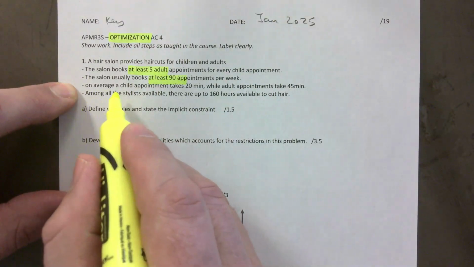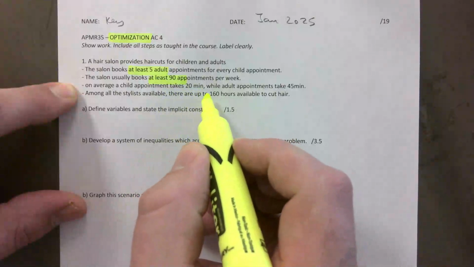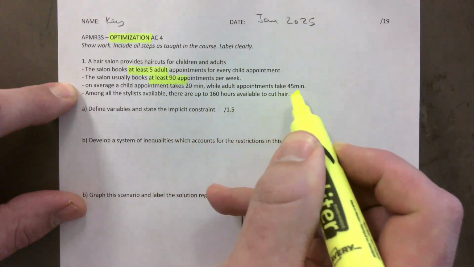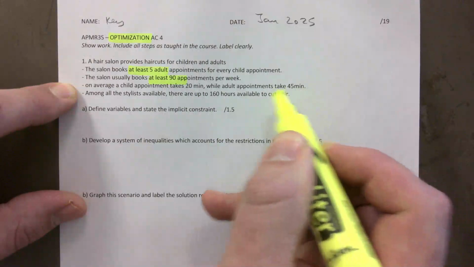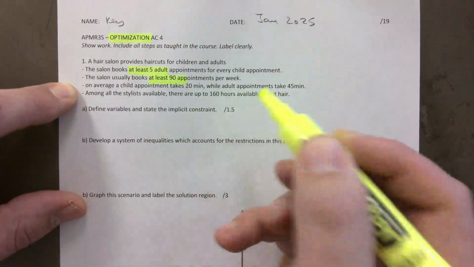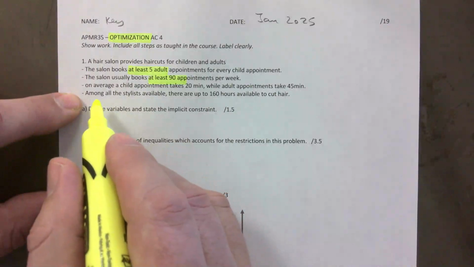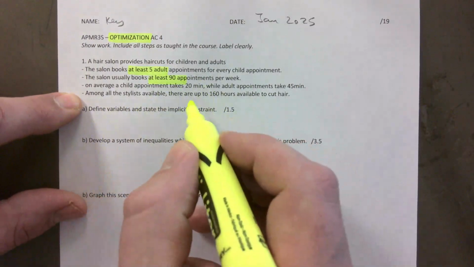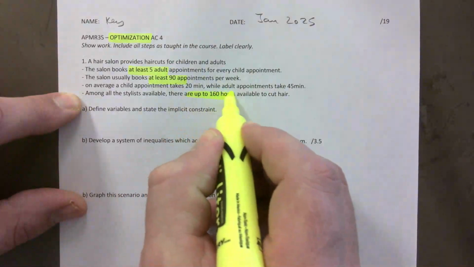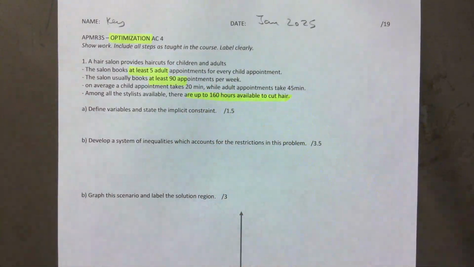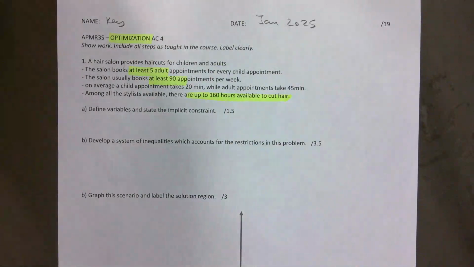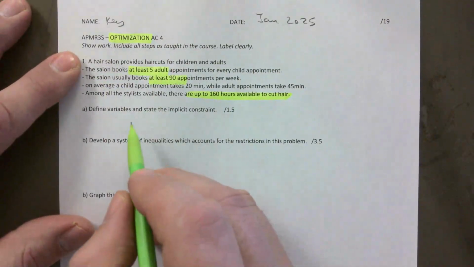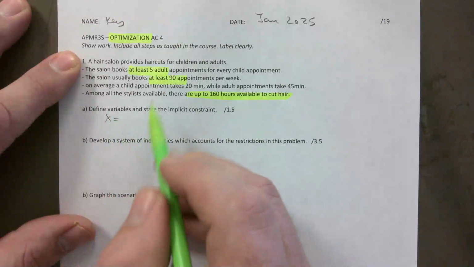And on average, a child appointment takes 20 minutes, while an adult appointment takes 45 minutes. There's no inequality in there. It's just a note. Among all the stylists available, there are up to 160 hours available to cut hair in this scenario. Define your variables and state your implicit constraints.